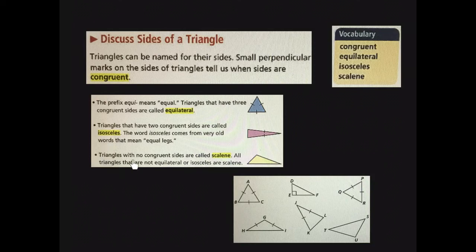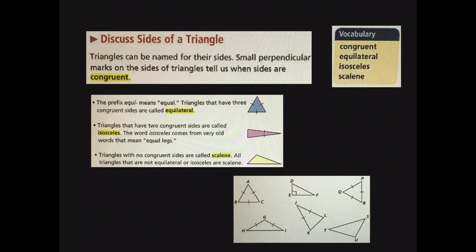Finally, triangles with no congruent sides are called scalene. All triangles that are not equilateral or isosceles are scalene. So because these three sides are all different sizes, this is a scalene triangle.